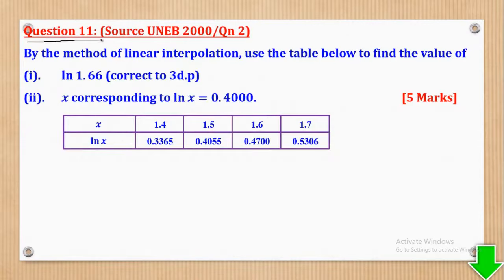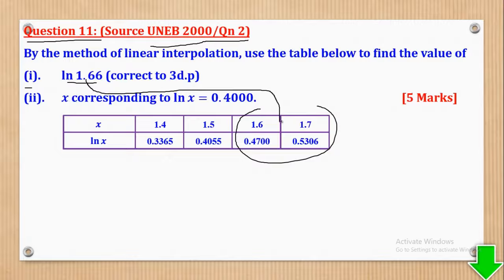Now we shall go to question 11, which came from UNEB 2000, paper 2, question 2, and says, by the method of linear interpolation, use the table below to find the value of the function at 1.66 correct to 3 decimal places. So 1.66 is between these two values, so we are going to extract those values, and in between them we shall put a column whose value of x is 1.66.